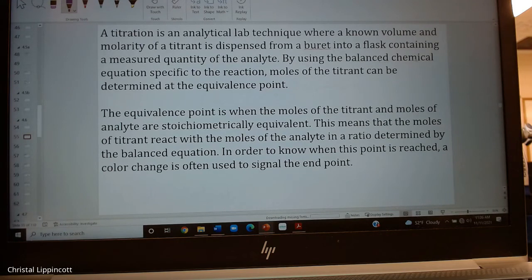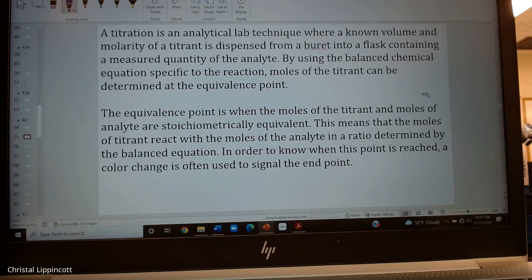Using the balanced equation, then you can figure out how many moles of your titrant we need to get to this equivalency point. So the equivalency point is when the moles of the titrant, so the stuff that you're titrating in that's in your burette, that's called your titrant, is equal to the moles of the analyte. So that's the stuff that's going to be in your flask.